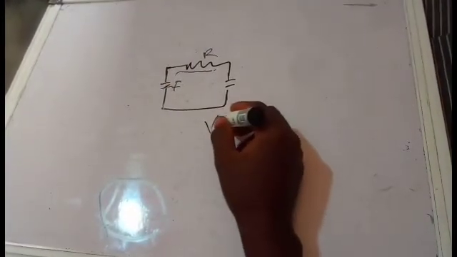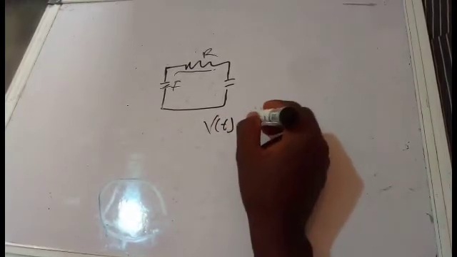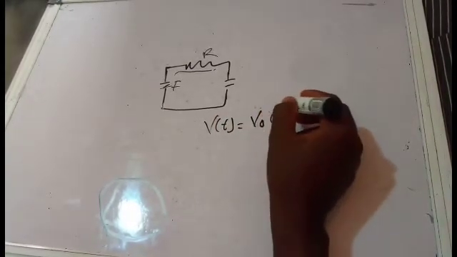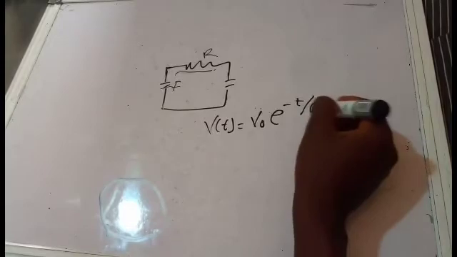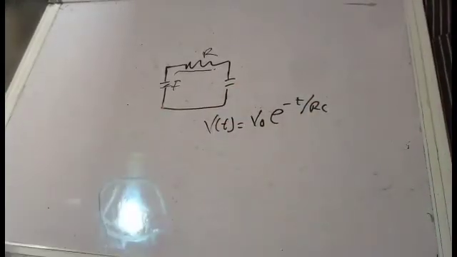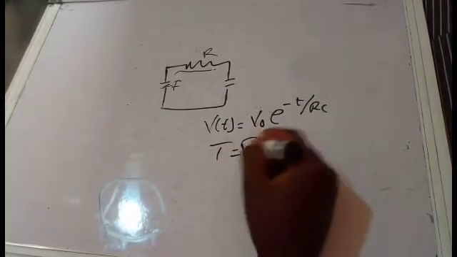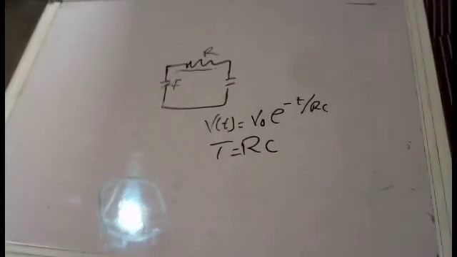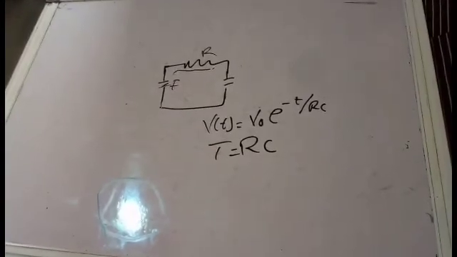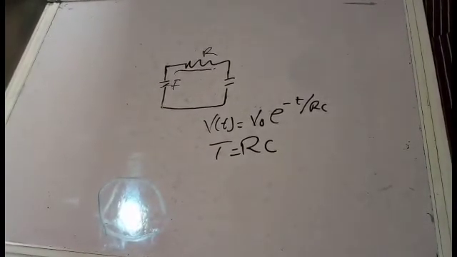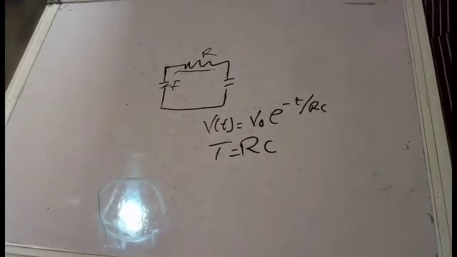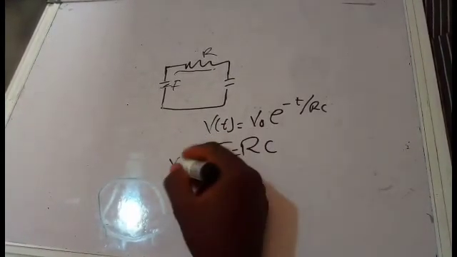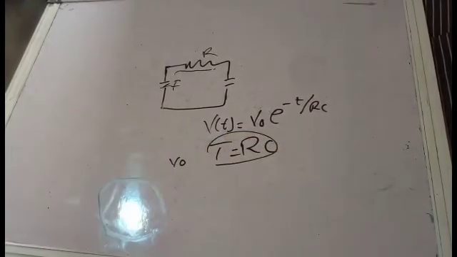Now, the voltage, as a function of time, is equal to V0 e to the power of minus t over RC, where V0 is the initial voltage. This RC here represents the time constant. We can say time constant is equal to what? RC, that is resistance times capacitance. Now, the key to working with a source-free RC circuit is, number one, we have to find the initial voltage V0. After finding the initial voltage V0, then we have to find the time constant.